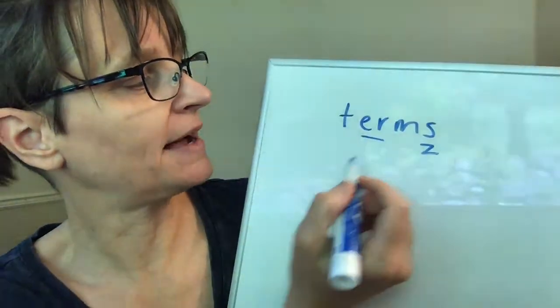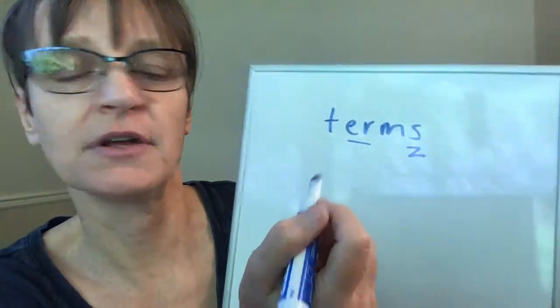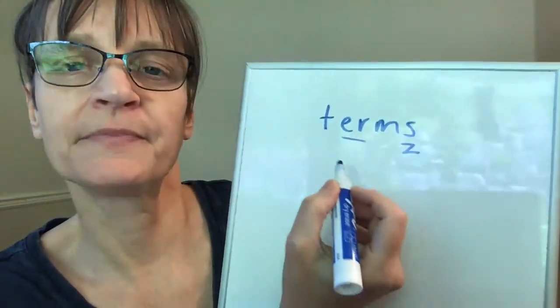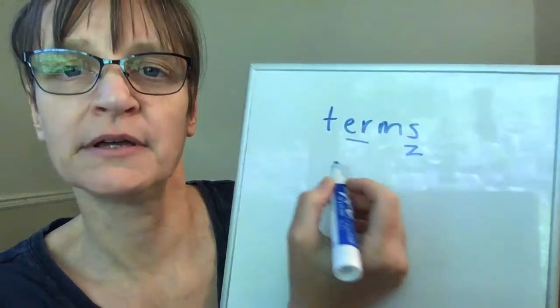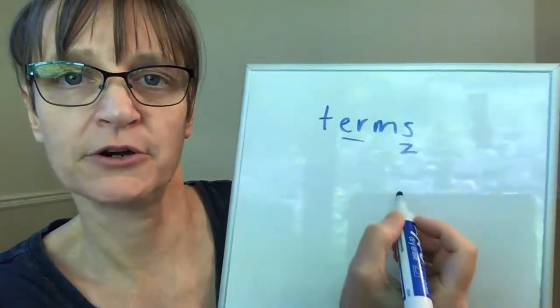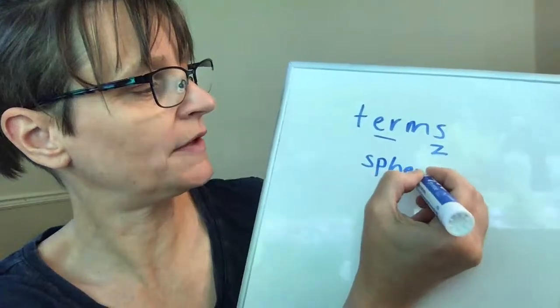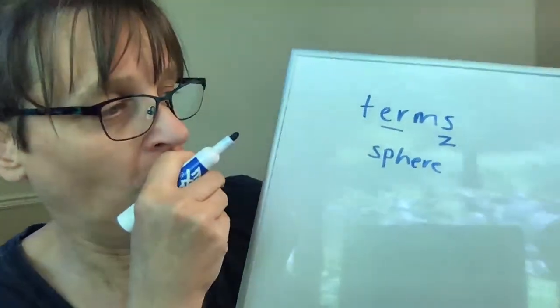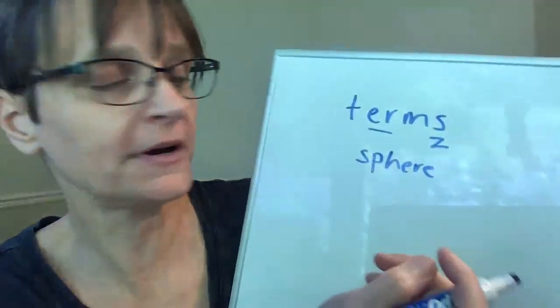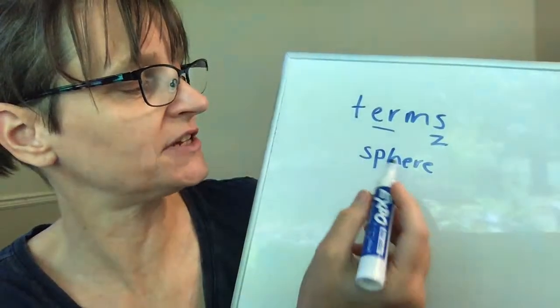And then also you may have some challenges with the R sound. So you might want to start with and then do term, terms. And then sphere is one that doesn't really follow typical rules for American English for spelling or pronunciation.